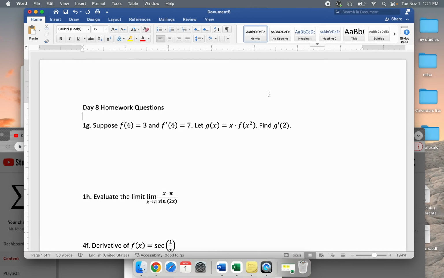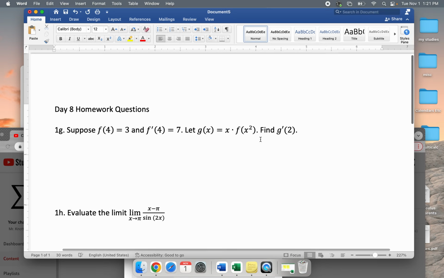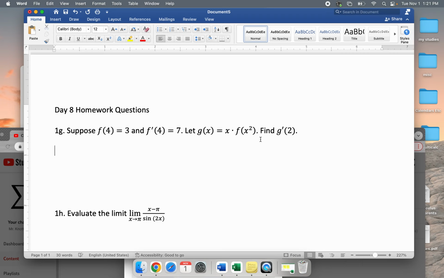So for day 8, I chose a few problems to go over. First, we have 1g. Suppose f of 4 is equal to 3 and f prime of 4 is 7. Let g of x equal x times f of x squared. Find g prime of 2. To be clear, you do not know in this problem what f is. You don't have a formula for it. All you know about f is these two things right here. So how are you supposed to do this problem?